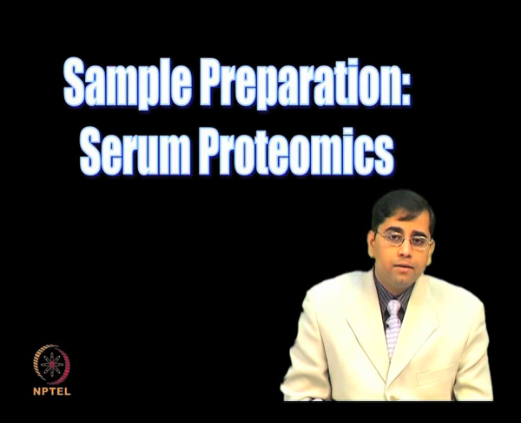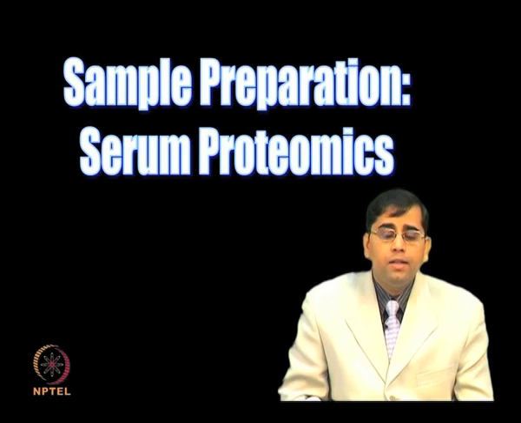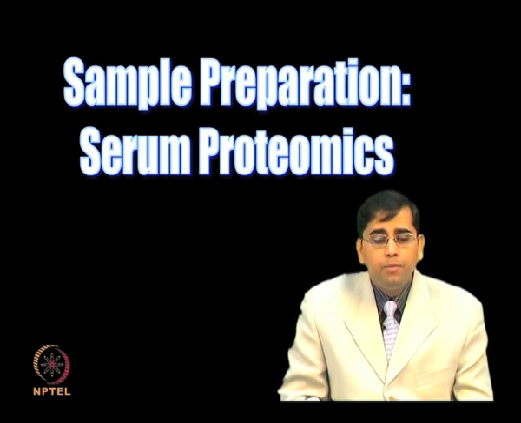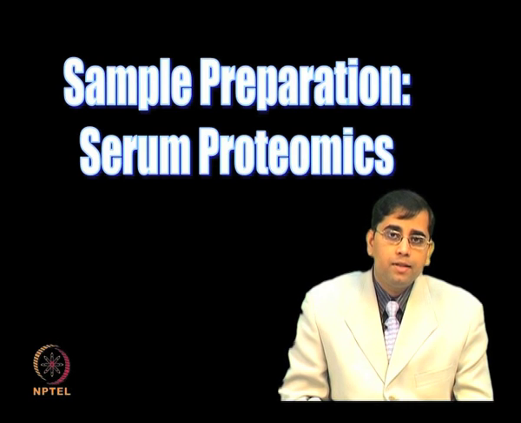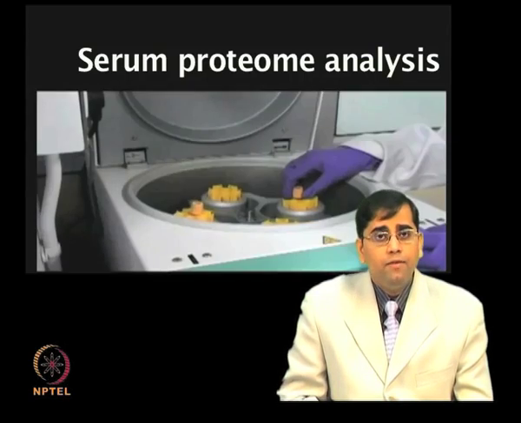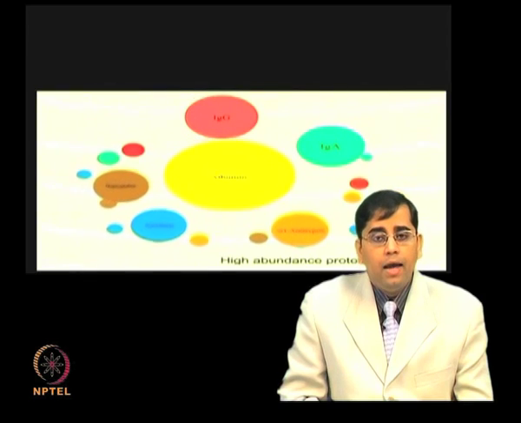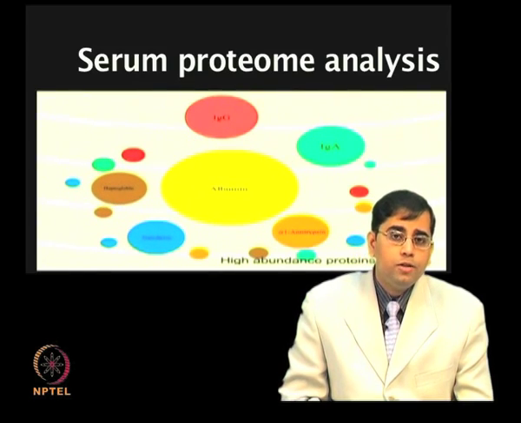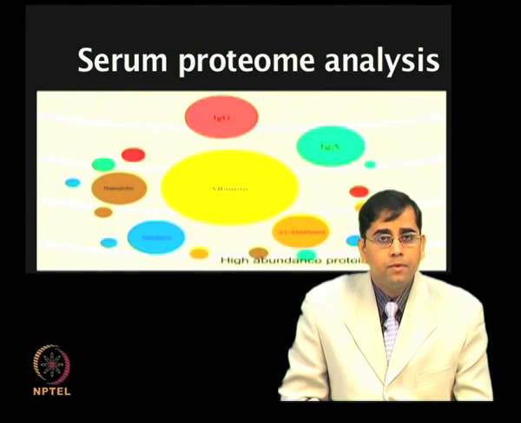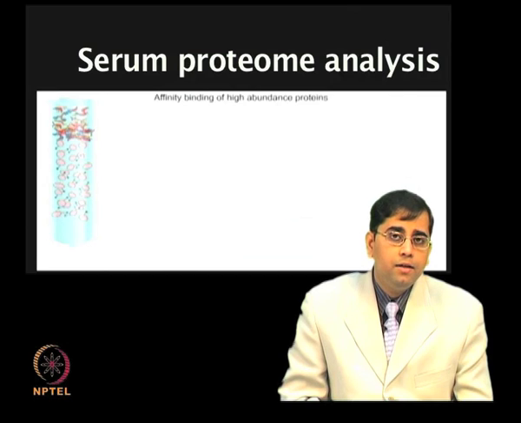Different biological systems and different biological samples pose different types of challenges. For example, the serum proteome analysis shown here illustrates that proteins in biological systems such as serum may have a difference of several orders of magnitude. Albumin and immunoglobulin are the most abundant proteins in serum, which mask other low abundant proteins which are present in lower concentration.